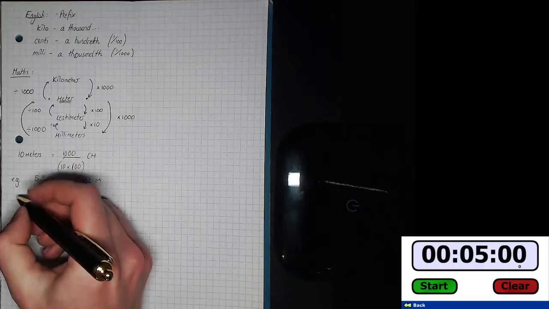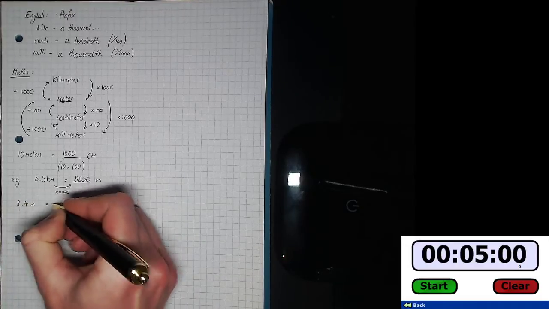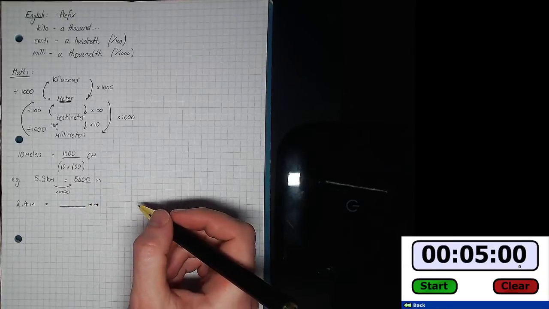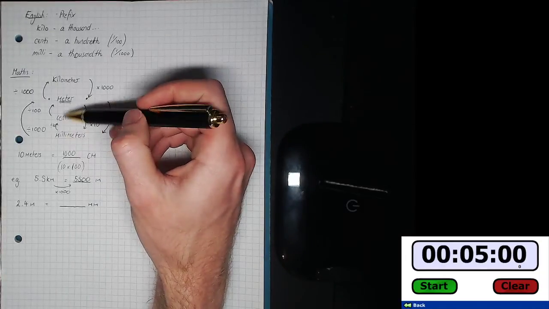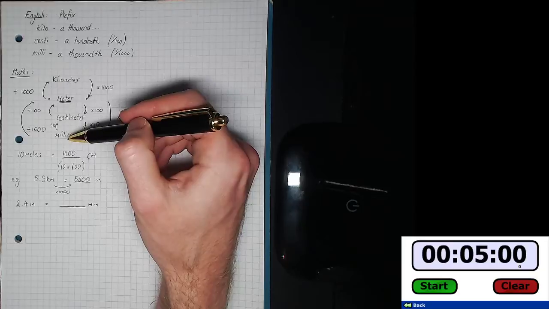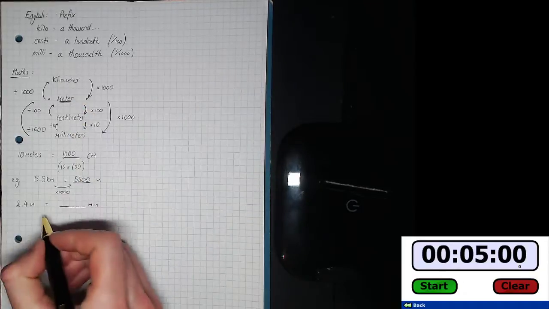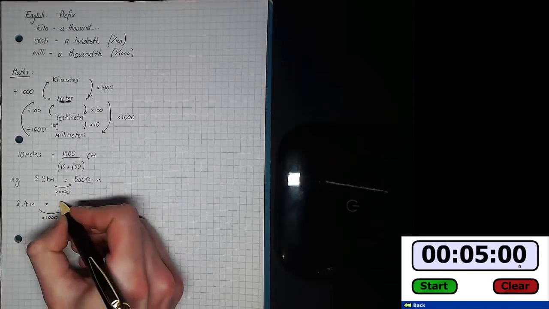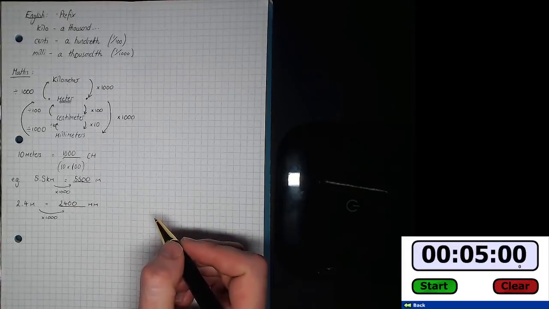If I wanted to convert 2.4 meters into millimeters, milli means 1,000th of a meter, so that means that there are 1,000 millimeters in 1 meter. So again, I would need to times by 1,000. So I'm going to have 2,400 millimeters.